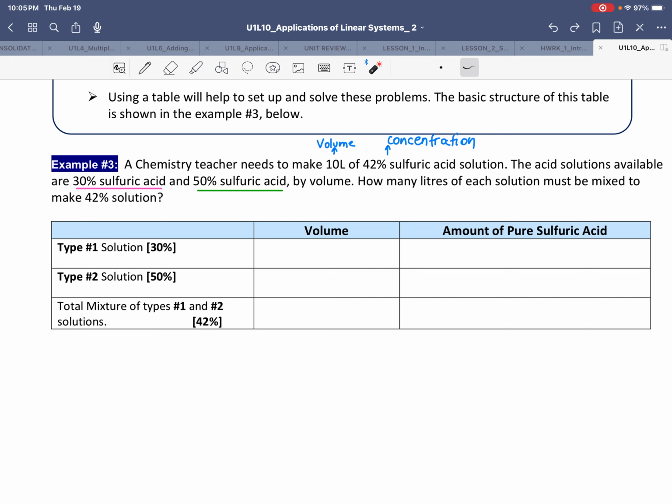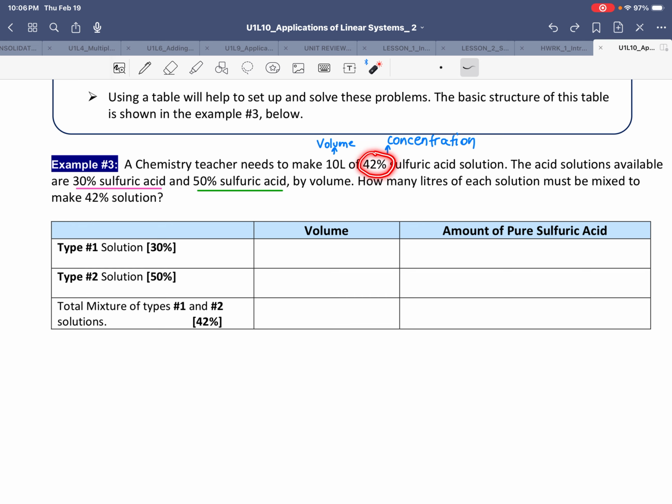As you can see here, we're mixing 30% with 50%, so lower and higher, to make a 42% solution, which is, as you can see, between 30 and 50. And that's common sense when you think about it, right? When you mix a solution of lower concentration with one of higher concentration, you're going to create a solution that has a concentration in between.